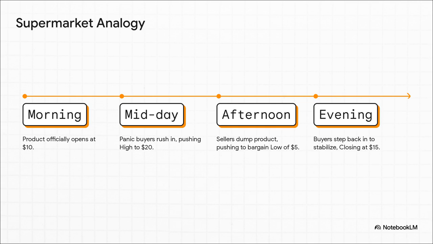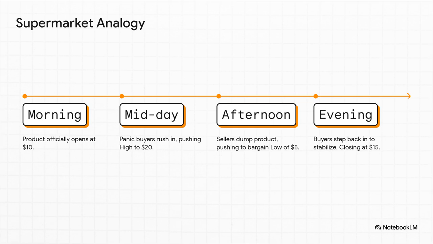Imagine a single candlestick is just tracking the price of one specific product on a supermarket shelf over a single day. In the morning, the store opens, and the product is priced at $10. That's our open. Suddenly, bam, there's a midday rush. Word gets out, panic buyers flood the aisle, and that insane demand drives the price rapidly all the way up to a high of $20. But at $20, shoppers realize, whoa, this is way too expensive. The demand just vanishes. So sellers start aggressively dumping the product to clear out their inventory, plunging the price all the way down to a bargain low of $5 in the afternoon.